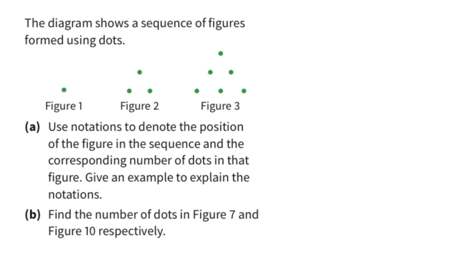Alright, we are given a diagram for this question with a sequence of figures formed by dots, where they actually tell us figure 1, figure 2, and figure 3. What do we need to do? We need to use notations to denote the position of the figure and the corresponding number of dots in that figure. So what exactly is this question trying to ask us? Basically this question is trying to get us to write down this.